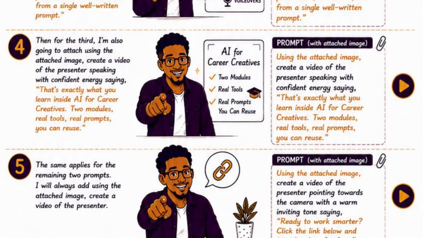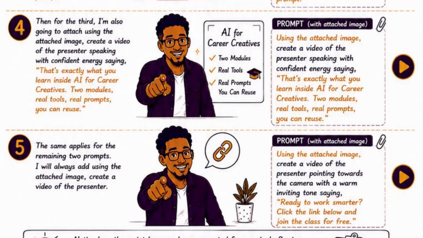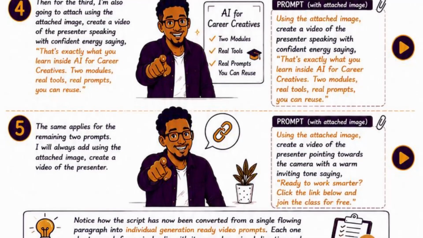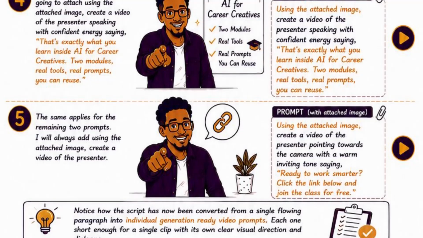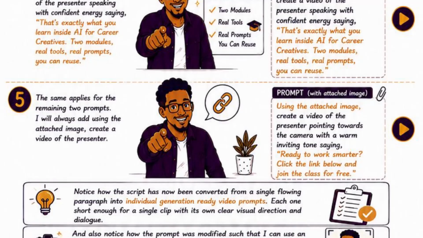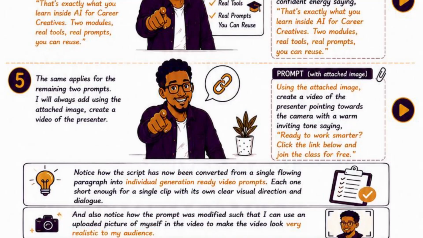create a video of the presenter while he gestures towards an imaginary screen beside them saying, "I'm talking flyers, videos, pitch decks, voiceovers, all from a single well-written prompt." The same applies for the remaining 2 prompts. I will always add, using the attached image, create a video of the presenter.